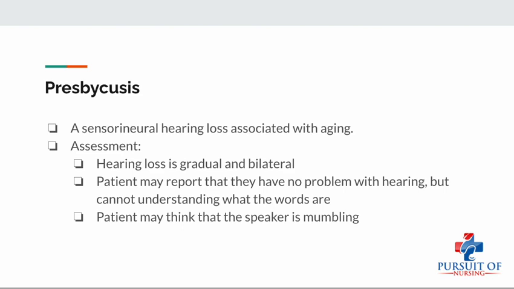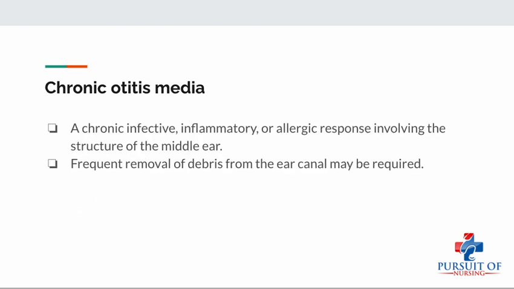Presbycusis is a sensorineural hearing loss associated with aging, so it's age-related hearing loss. So the hearing loss is going to be gradual and bilateral. The patient may report no problem with hearing, but they're not able to understand words that are being spoken, and the patient may think that the speaker is mumbling.